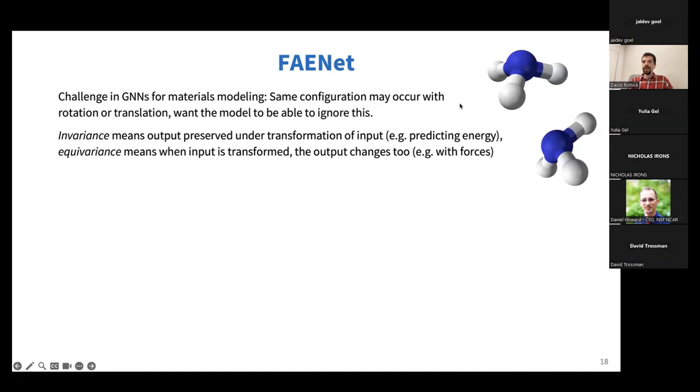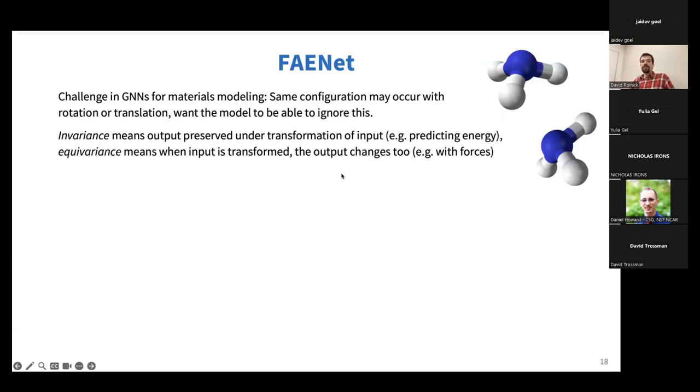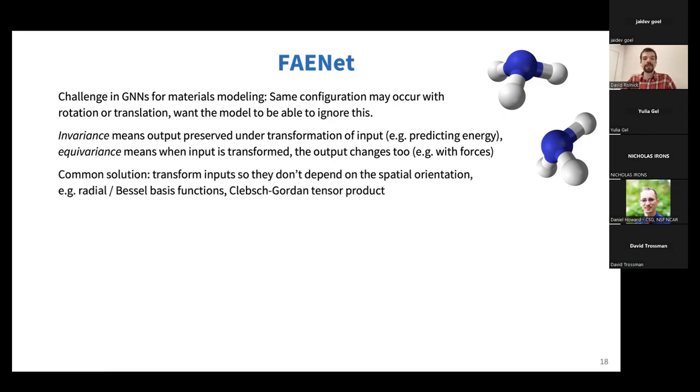So for example, here you have two configurations of the same molecule, which here is ammonia, and you want the same rules of physics to apply regardless of how the ammonia is oriented, right? So invariance means the output is preserved under transformation. For example, the energy of the system should stay the same. Equivariance means that when the input is transformed, the output is transformed too. So for example, forces are a vector quantity. So if you rotate the input, the output should rotate as well if it's a force. Now, sometimes you want invariance, sometimes you want equivariance, but these are challenges that are common across materials property prediction.